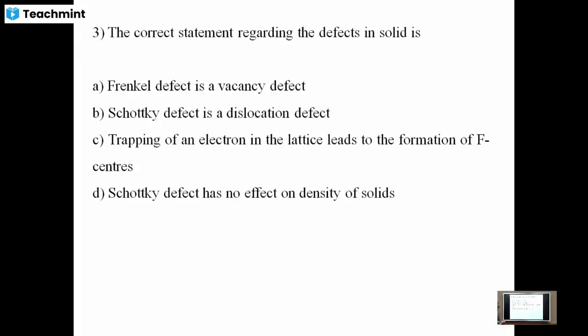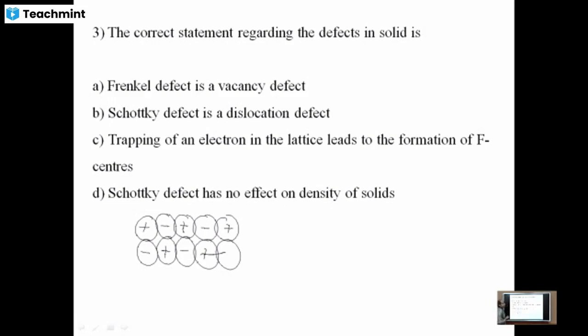The correct statement regarding the defects in a solid is: Frenkel defect is a vacancy defect, Schottky defect is a dislocation defect, trapping of an electron in the lattice leads to the formation of F centers, Schottky defect has no effect on density of solids. Basically, what is a Frenkel defect? Frenkel defect is nothing but dislocation defect. Let us see, it is a solid crystalline system. The circles represent lattice sites. They are occupied by the particles. Let us assume it is a positively charged particle and a negatively charged particle. They are arranged in alternate positions.